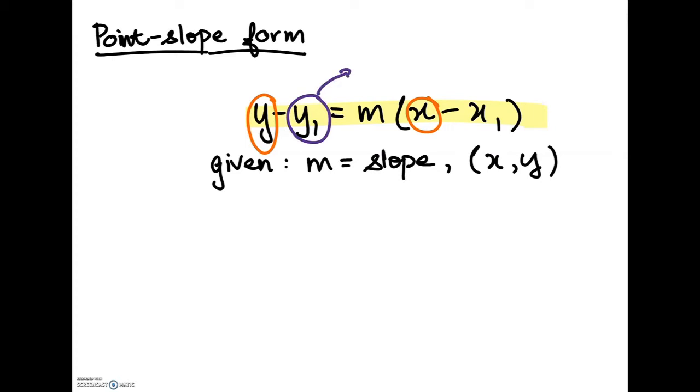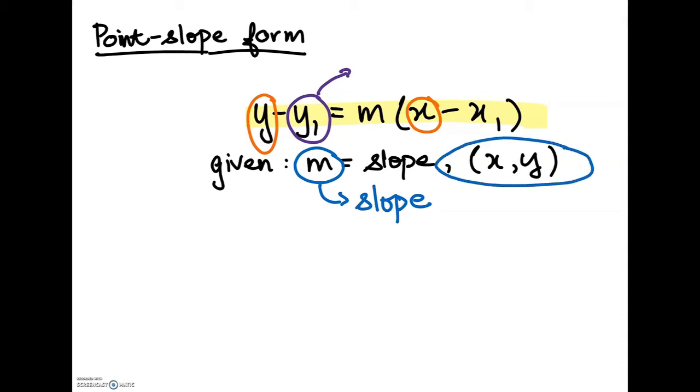When you're using the point-slope form of a line, you're going to need to know two different things. The first thing you're going to want to know is the slope. You need to know the slope of the line. Normally it's depicted by m, but you're going to need to know the slope of the line to write the equation in point-slope form. And you're also going to need to know one set of coordinates. So you're going to need to know one x value and the corresponding y value. And then you can find the point-slope form of a line.